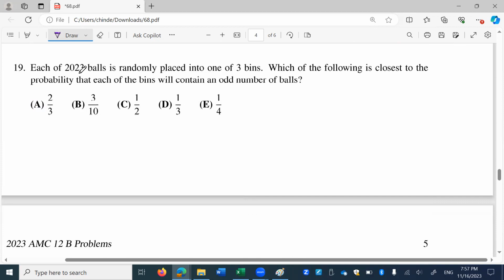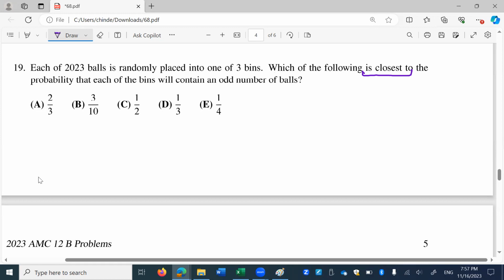Each of 2,023 balls is randomly placed into one of 3 bins. Which of the following is closest to the probability that each bin will contain an odd number of balls? So closest to means that either we don't have to calculate the probability exactly, or the probability is going to be some number that's so ugly, but it's going to be close to one of these.